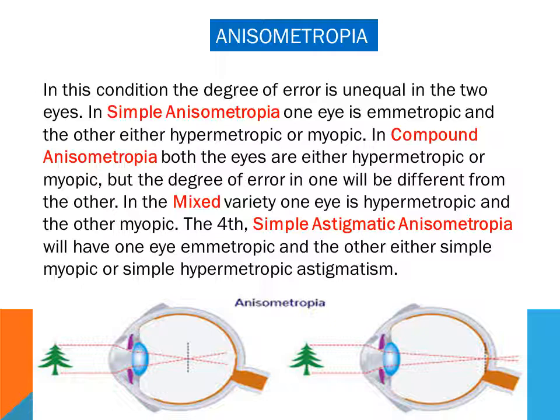And comes the fourth, simple astigmatic anisometropia. This will have one eye emmetropic and the other either simple myopic or simple hypermetropic astigmatism.